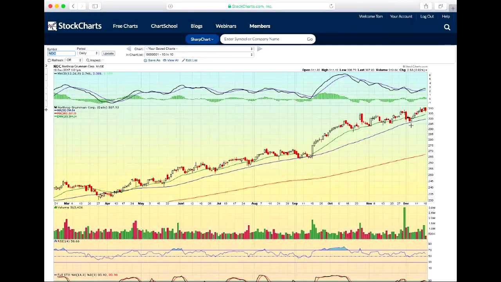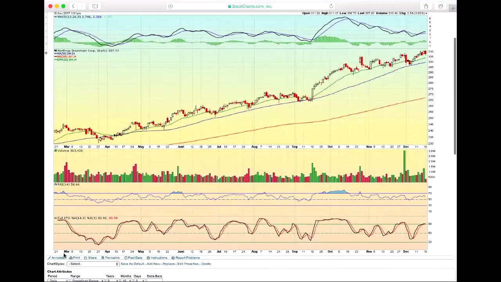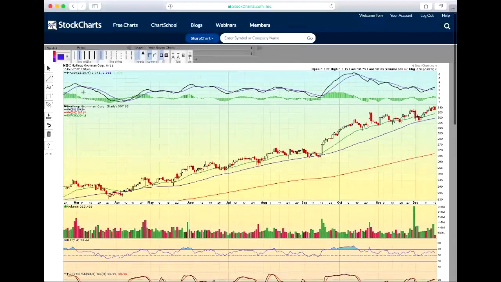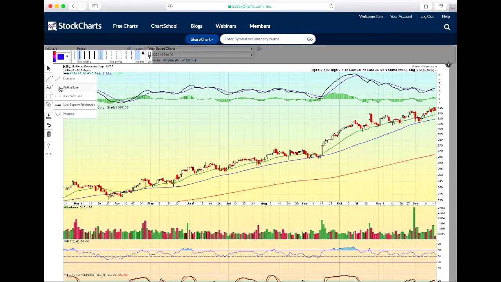I would say we got pretty close to a 50-day test after divergences weren't so great. But volume here in December has been pretty good as we've made this move to new highs. So I think for Northrop Grumman, I'm fine with a hold. I think this one continues to move higher.